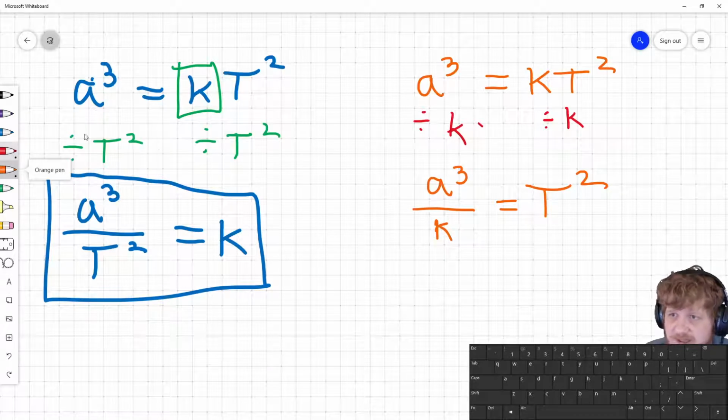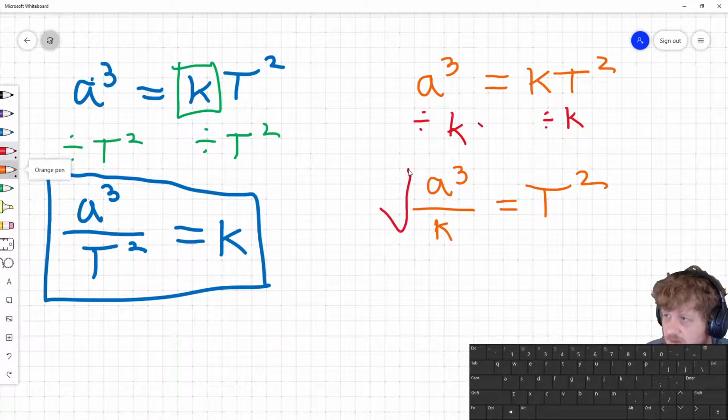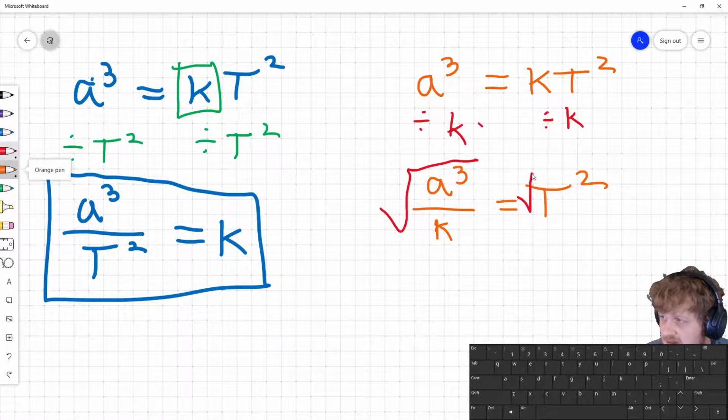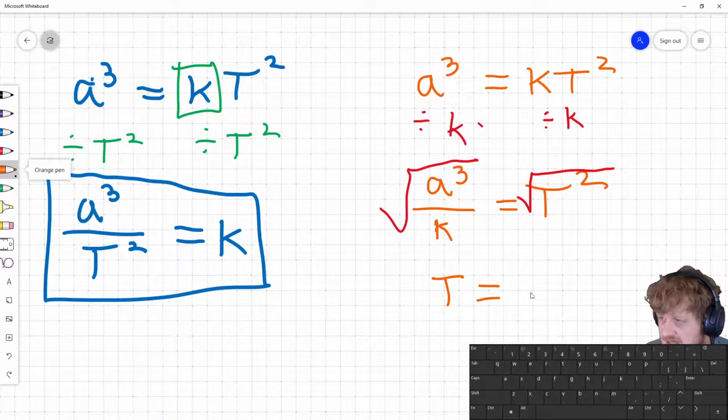And then similarly to the first problem, we'll want to take the square roots of both sides to cancel out the t squared. So we end up with, I'm going to swap the sides, t equals the square root of a cubed over k.